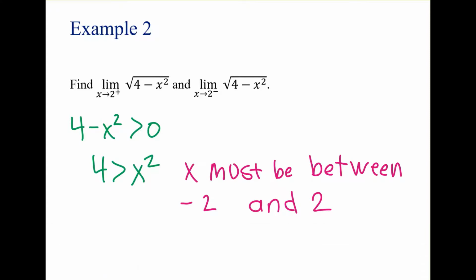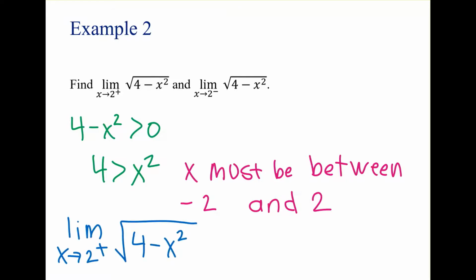So now let's look at the limits. When we solve for the inequality, we found that we can't have any values to the right of 2 for this function. So we have the limit as x approaches 2 from the right. That means that we would need to be using values greater than 2, which we cannot use. So this limit from the right of 2 does not exist.